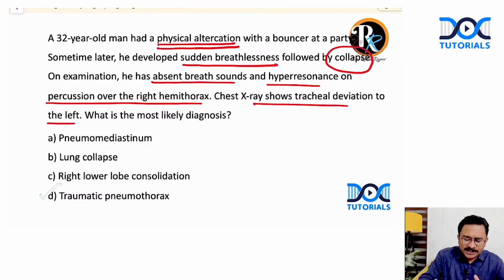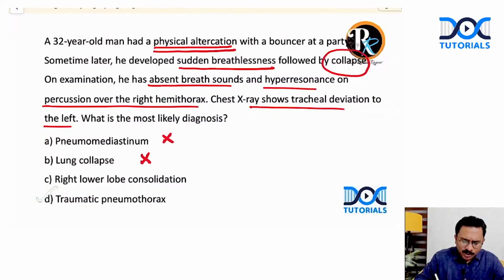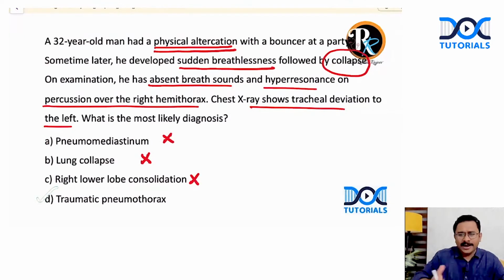It's not pneumomediastinum because the patient will be having subcutaneous emphysema, chest pain, so that is not there. Lung collapse, again not the typical presentation. You're not going to have any sort of hyperresonance, and tracheal shift will be towards the same side in that case. Right lower lobe consolidation, that is pneumonia, again not the clinical presentation. This is typical presentation of a traumatic pneumothorax.